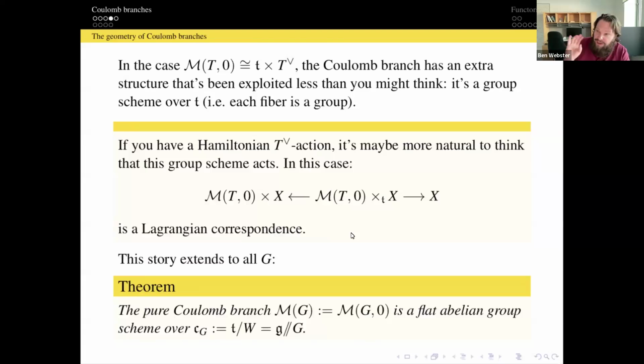Let's talk about the case where I just have a torus and I have the 0 representation. In that case, that turns out to be the same as the adjoint representation for a torus, because the adjoint representation is trivial. So I just get the cotangent bundle of the dual torus. And if you look at that for a moment, you realize, oh, actually, that's a group scheme, right? It's not just a random algebraic variety or even a random symplectic one. It has this map down to T, and every fiber of that map has a group structure because it's T check.